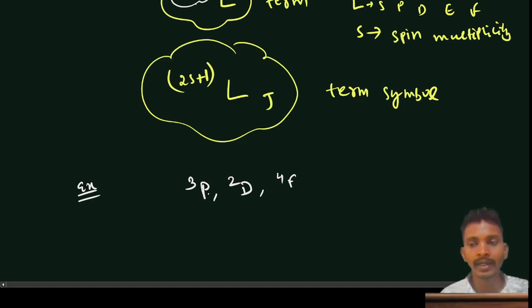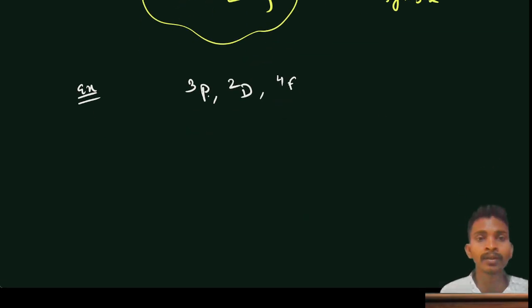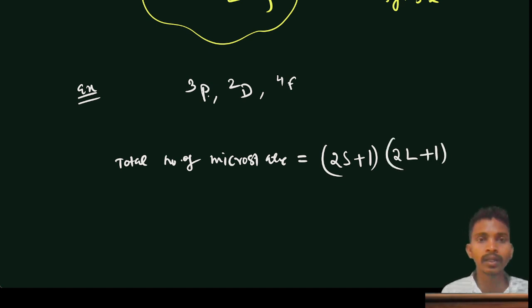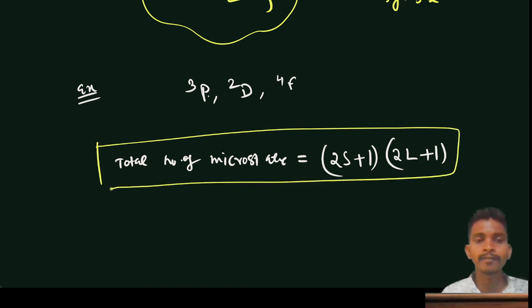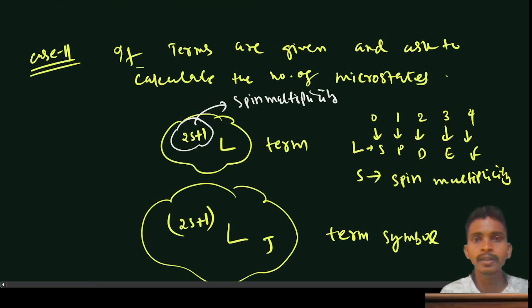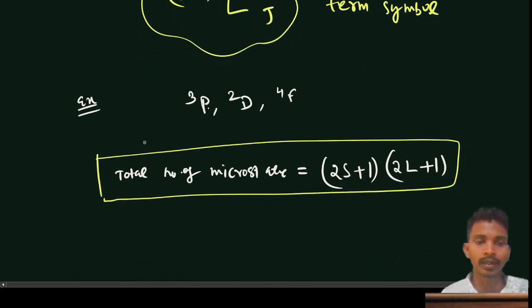So now if this is given and asked to calculate the total number of microstates, then how will we calculate the total number of microstates? For this case, we will use the formula (2S + 1)(2L + 1). This is the formula to calculate the total number of microstates if the terms are given and asked to calculate the total number of microstates.